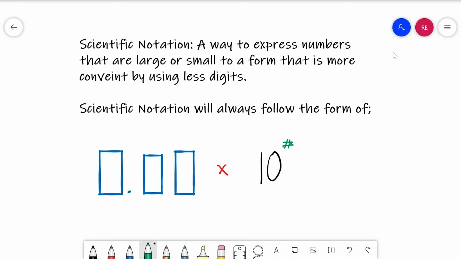My name is Rachel, and our activity will be focusing on scientific notation. Let's get started. You may have asked yourself, what is scientific notation?